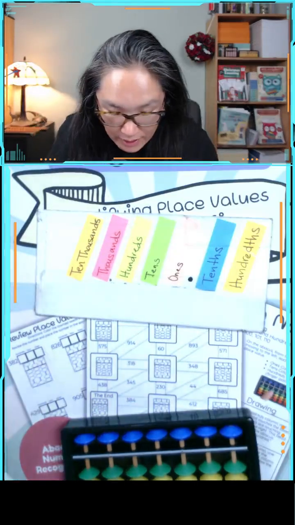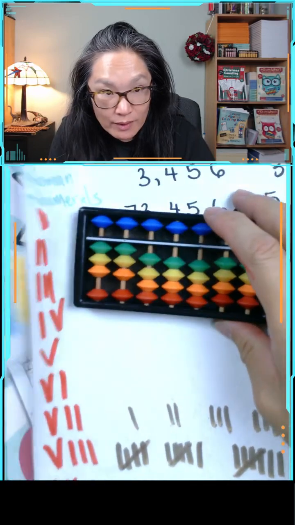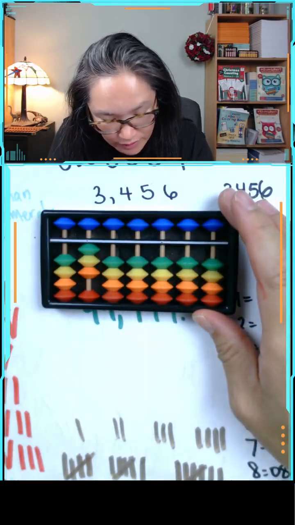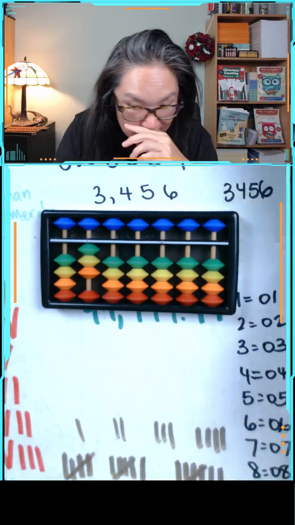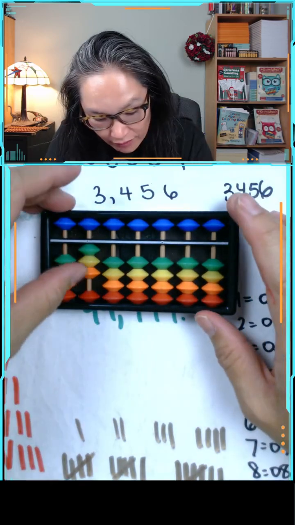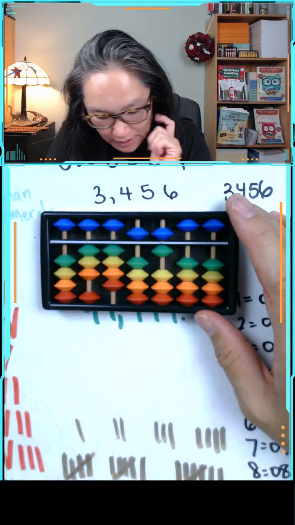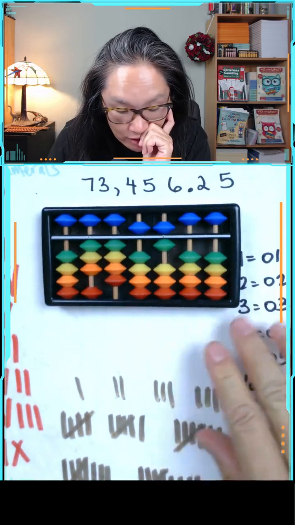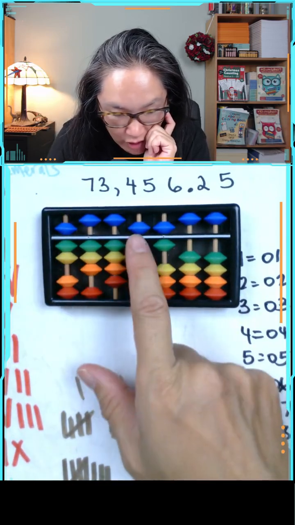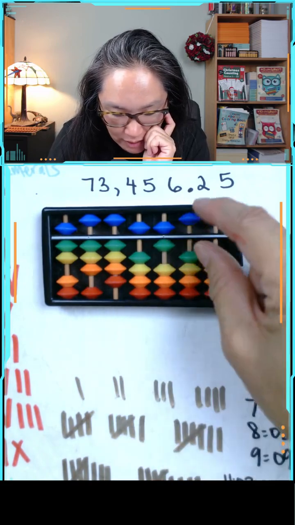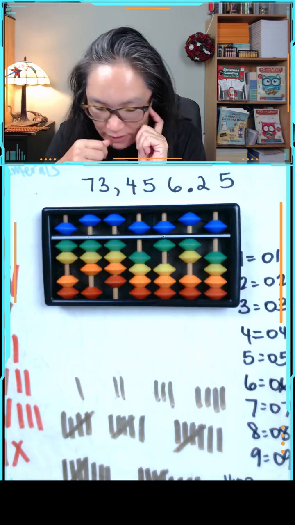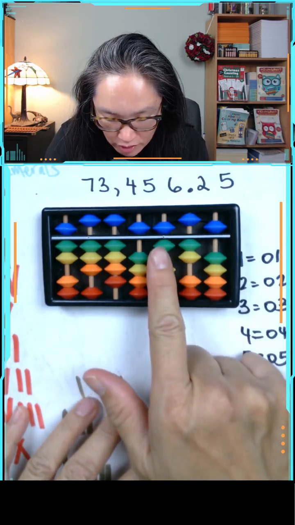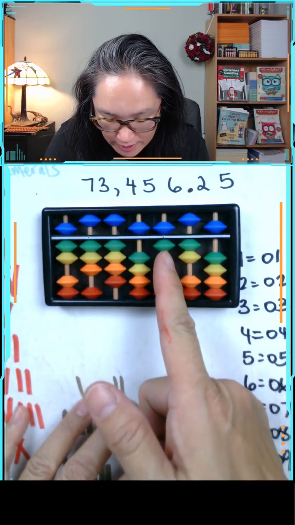So let's go back to this one. Just like a comma, right? We have 3,456. So notice the 3,000 is easy to read because of the comma. So we have 3,456. That's what that is. And then if we want to take it one step further, we could do 73,000, right? 73,456. 0.25. That's what that is. And then if you notice, the dot is here, not here.